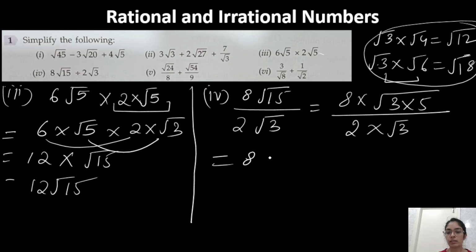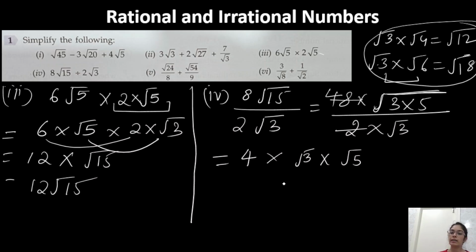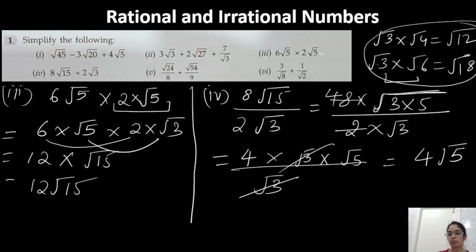So this I can further write with cancellation, because we know when numbers are getting multiplied, up and down cancellation we can do. 2 into 2 is 1, 2 into 4 is 8. So this will become 4. And here itself, I can write this root 3 into root 5 as square root of 3 into square root of 5, as both the numbers are under the root. So individually I can write root 3. Root 3 and root 3 we can cancel. So its final answer is 4 root 5, or 4 into square root 5.